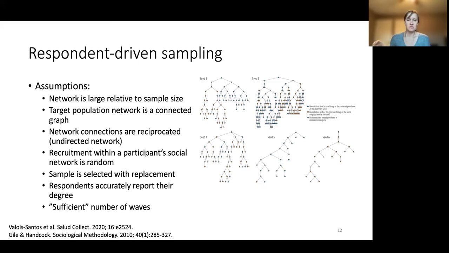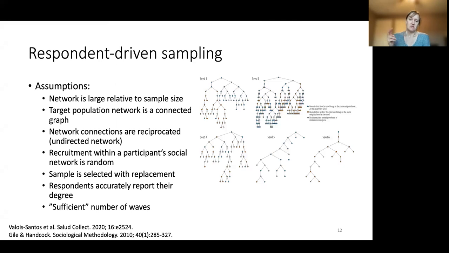Recruitment within a participant's social network is at random. So if I again have those 20 friends, I would choose one from those to give my coupons to at random, which also probably sometimes is an assumption that's violated. The sample is selected with replacement. Respondents accurately report their degree. So I'd have to know that I have those 20 friends and have that number known.